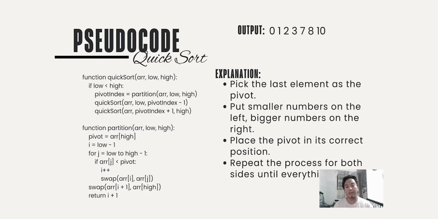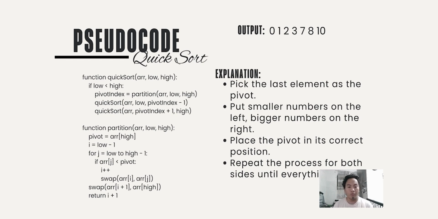So here's what's happening. The condition if low is less than high makes sure we only run the algorithm when there is more than one element to sort. We then call the partition function, which will arrange the elements around a pivot and return the pivot's final position. We call this pivot index.